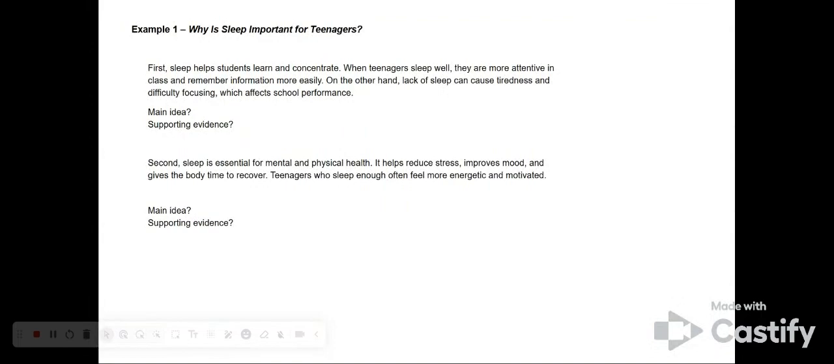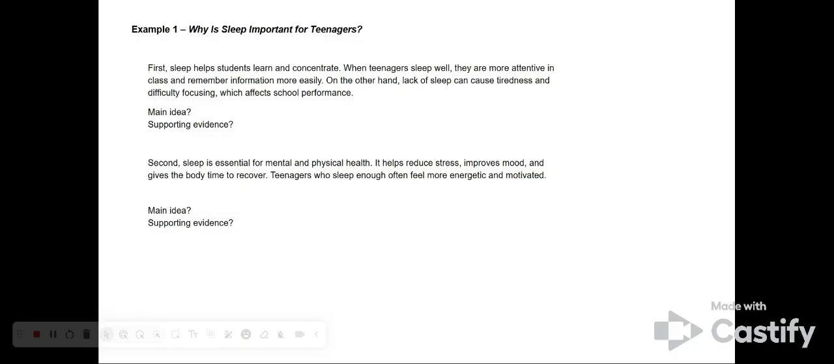Here we have an example of two body paragraphs on the same topic. First, sleep helps students learn and concentrate. This is the main idea of the paragraph, and you can see that the author doesn't use the exact same words as they use in the introduction. As I've said before, it's good to use synonyms.